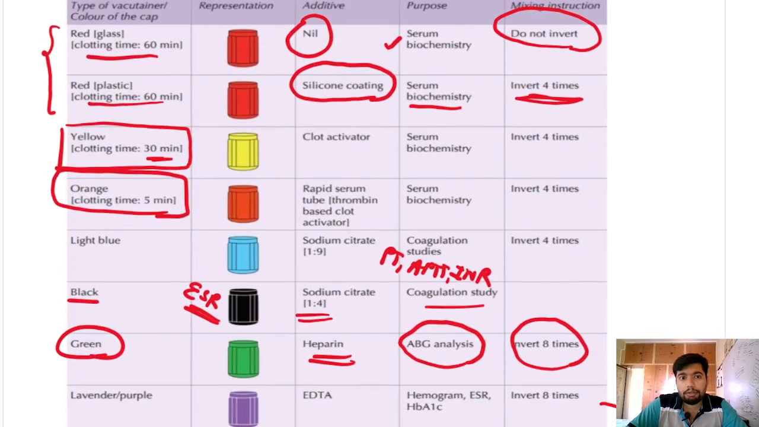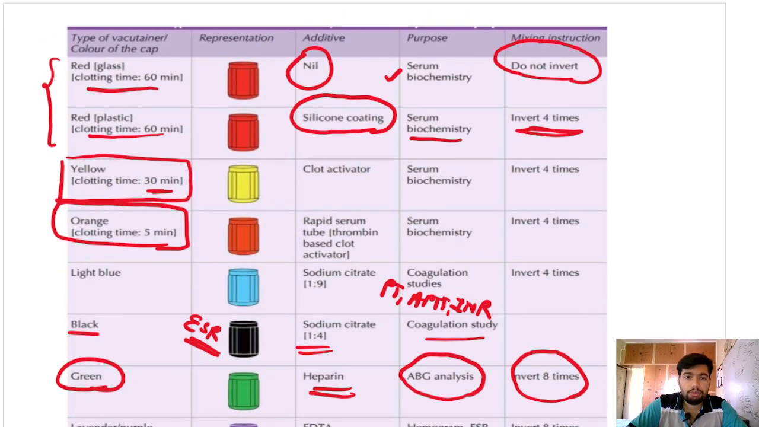One catch point is here. Whenever there is a delay in sample transportation, you should use a gray vacuum. But you can do random blood sugar assessment in a plain vacuum also. Whenever there is no sample delay, you can put the blood in a red vacuum and you can measure the RBS also.